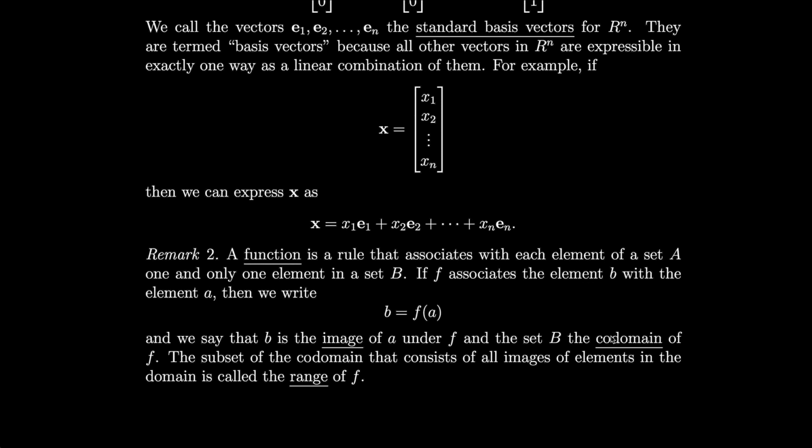A function is a rule that associates with each element of a set A one and only one element in a set B. If f associates the element b with the element a, then we write b equals f of a, and we say that b is the image of a under f, and the set B is the codomain of f. The subset of the codomain that consists of all images of elements in the domain is called the range of f.